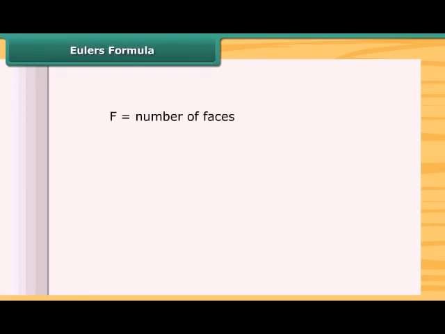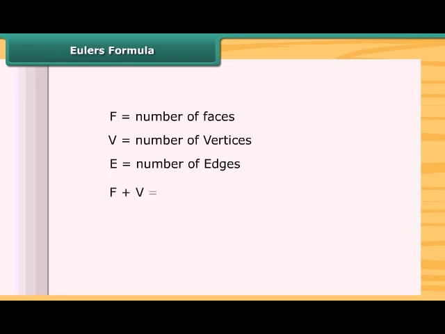If F stands for number of faces, V stands for number of vertices, and E stands for number of edges, then Euler's formula is F + V = E + 2. That is, F + V - E = 2. This formula is true for any polyhedron.